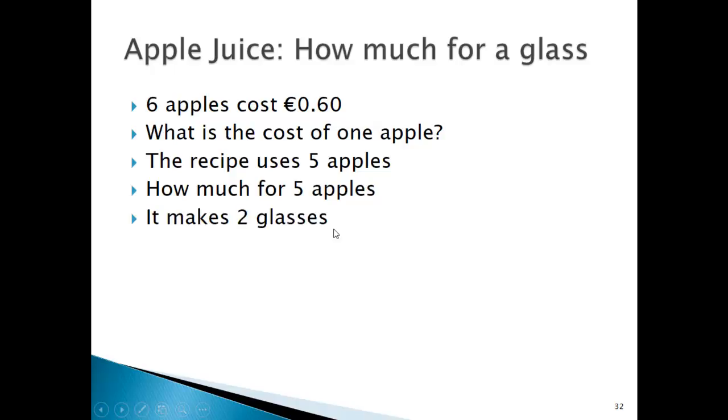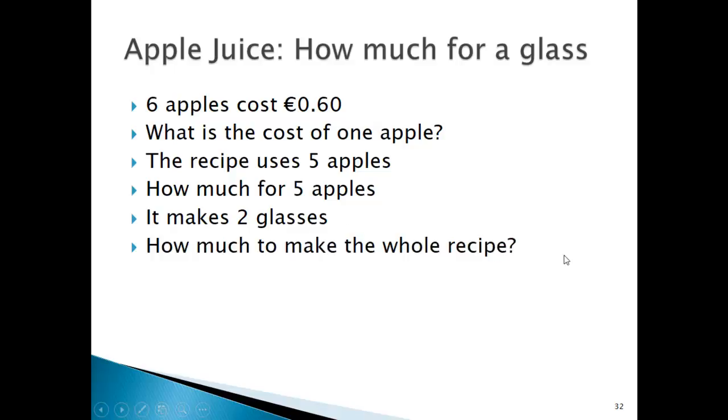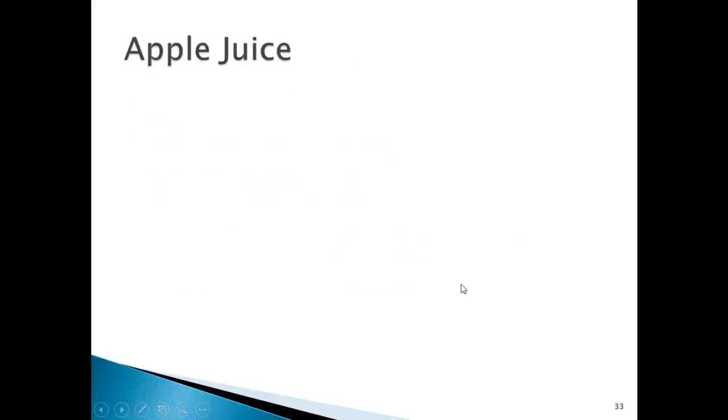It makes 2 glasses, our recipe. It doesn't just make 1 glass, it actually makes 2 glasses of apple juice. So how much to make the whole recipe? And then how much does it cost for 1 single glass? This is a very simple method, and you'll use it for much more complicated costings as well, but it's exactly the same. It's just a few more lines in the calculations, and you repeat the same thing again and again. Okay, so let's work through it.